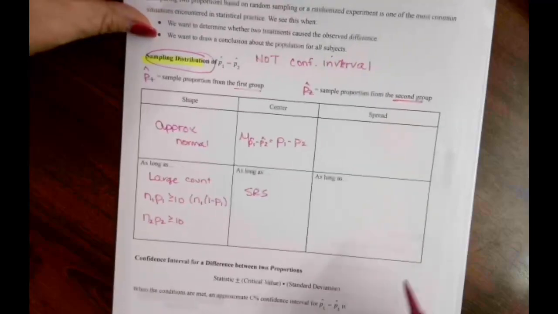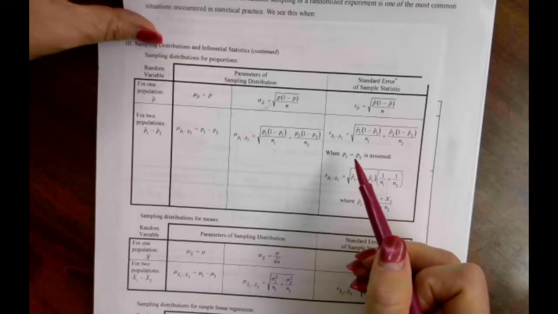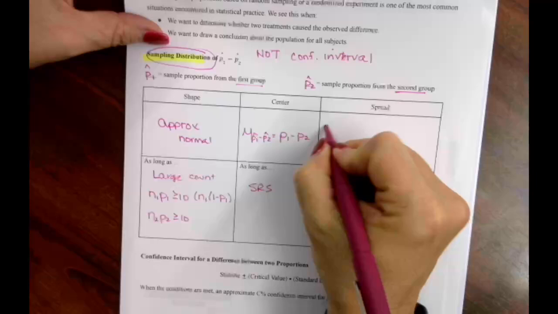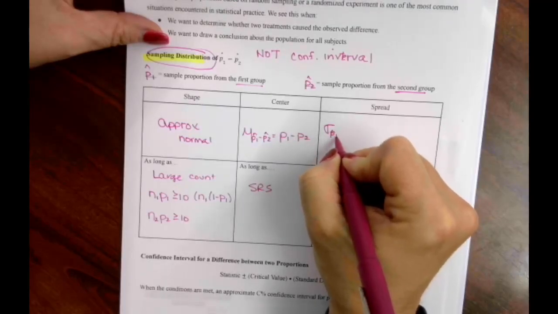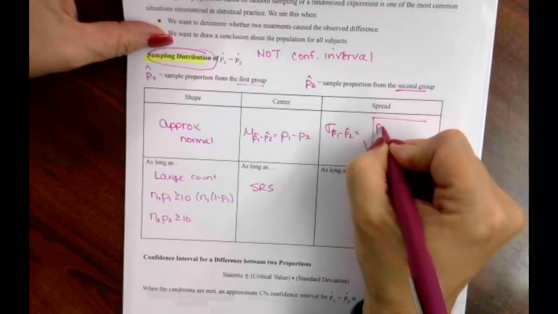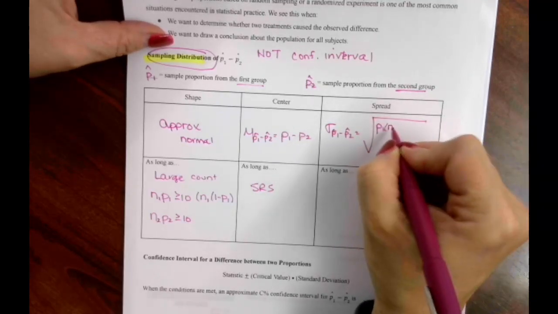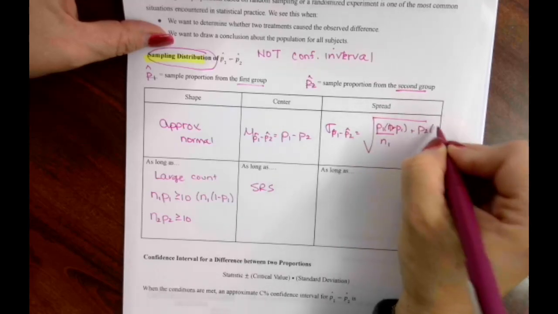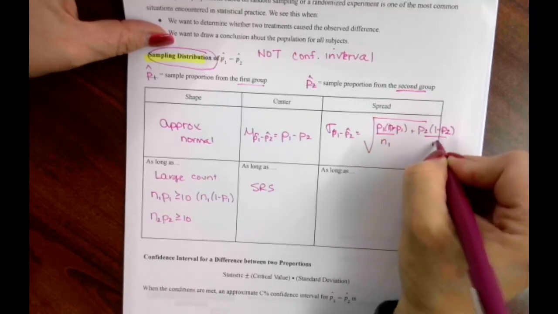And then our spread is our standard deviation, and we see this right here too. So what we see is p hat of the first one, p hat of the second one. Now, this is where, actually it's right here, this standard deviation. So let me just write that down so we have this in one place. The standard deviation of my first sample minus my second sample is the square root of P1 times 1 minus P1 over N1 plus P2 times 1 minus P2 over N2.